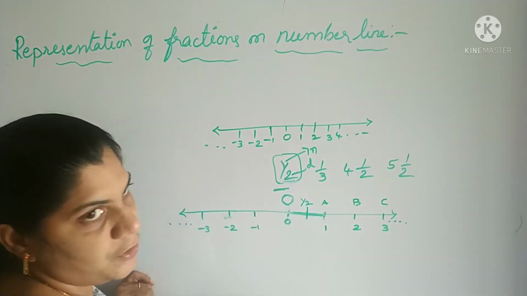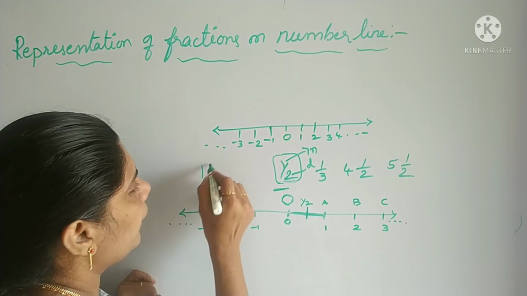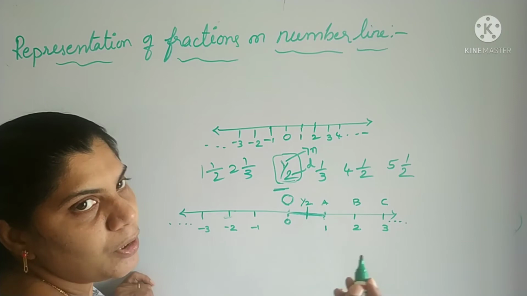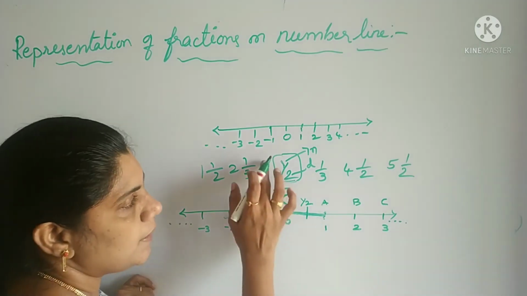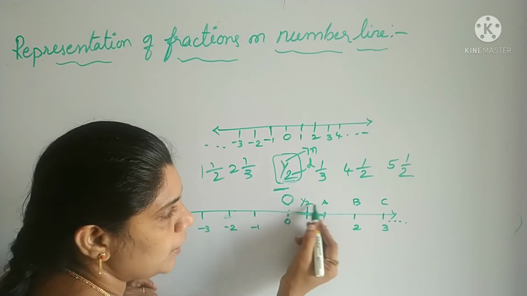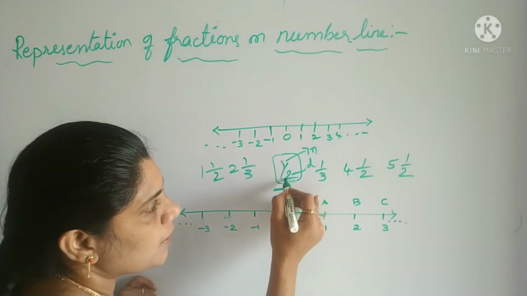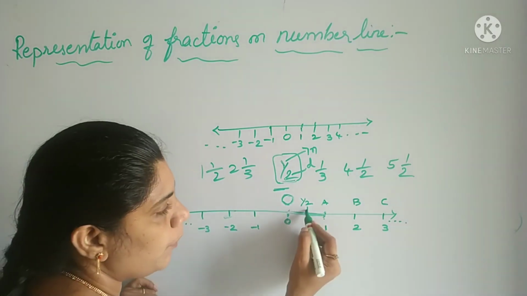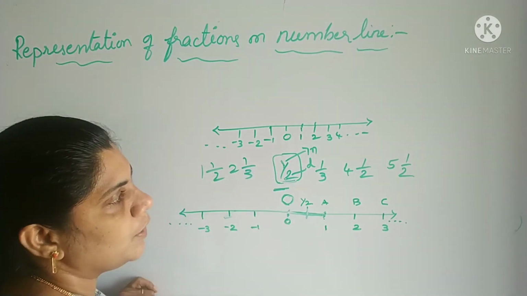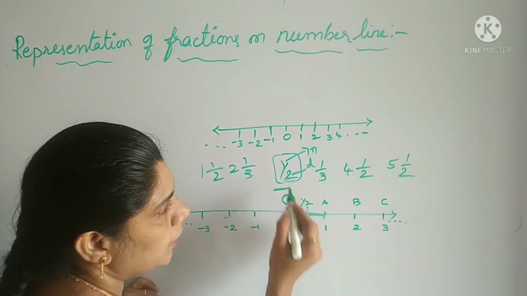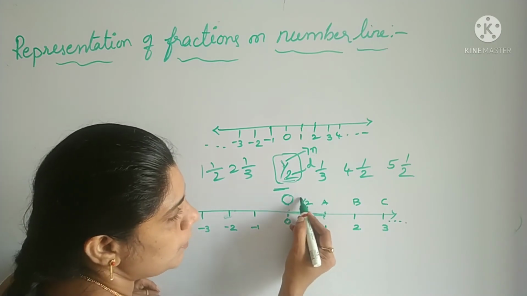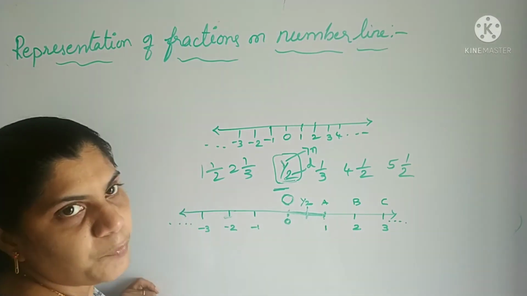This is not a mixed fraction. If you have mixed fractions, we will learn what to do later. But if you have a single fraction, like 1 by 2 or 1 by 3, look at the denominator first and divide the 0 to 1 line, that is OA, into that many equal parts. After that, look at the number in the numerator and count the parts. Here I have 1, so I count one part. After one part, locate your fraction.